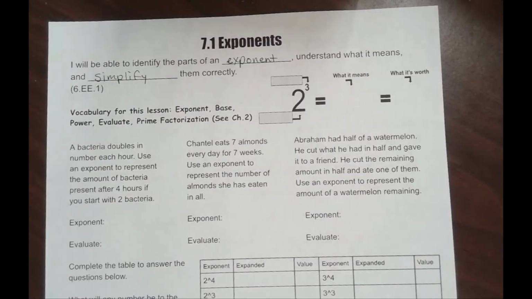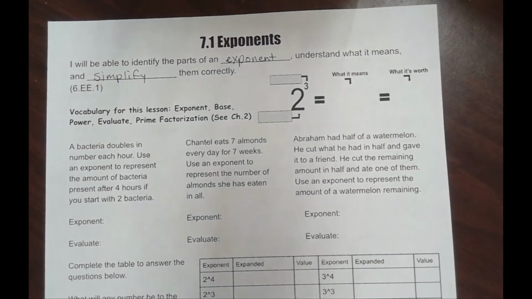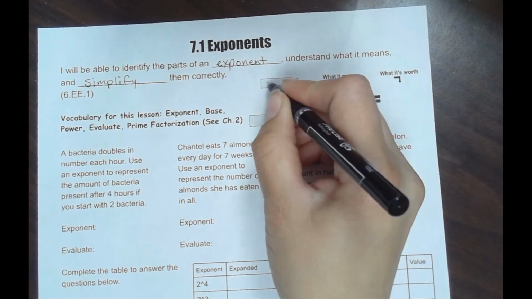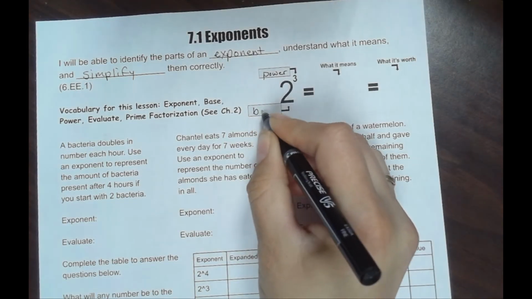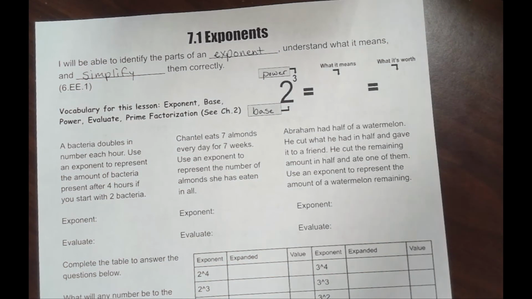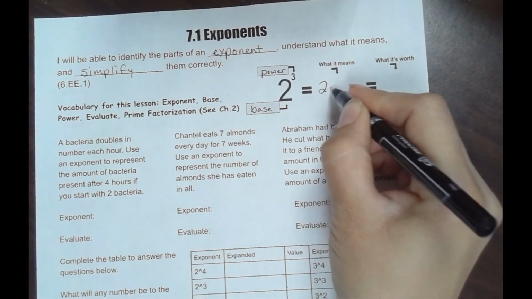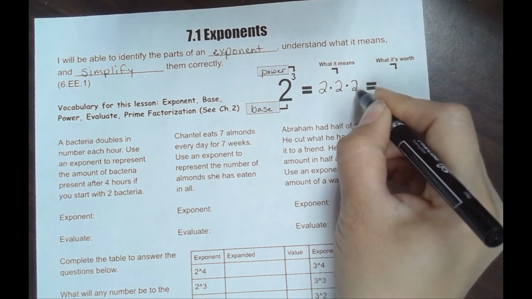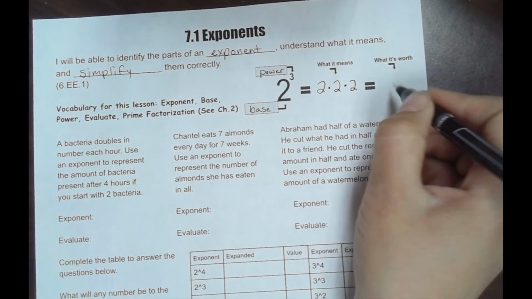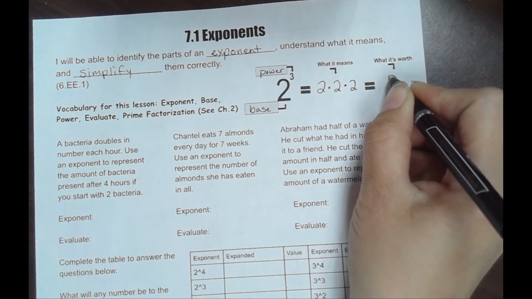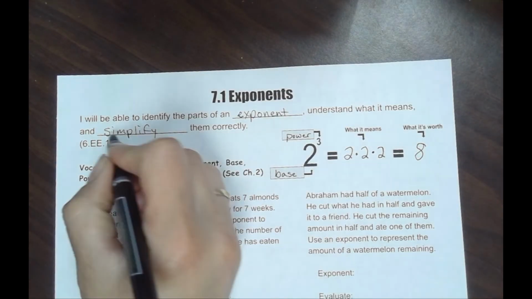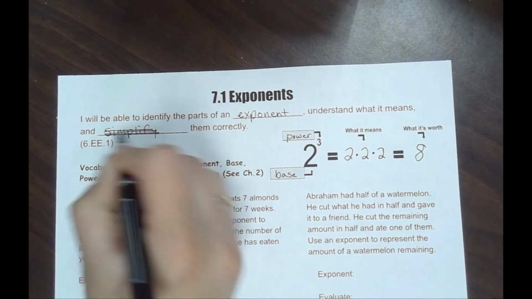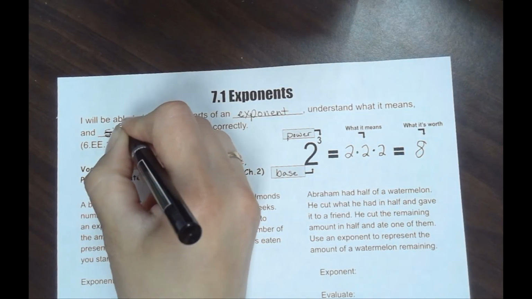Alright, go back to the other page. So let's fill these out again. So we have the power in an exponent. We have the base in an exponent. What does it mean? It means 2 times itself 3 times. So what's it worth, or what's it evaluate to be? That would be 8. Now I'm realizing the word I meant to put up here wasn't simplify. I don't have a pencil, I hope you do. I want you to write evaluate.